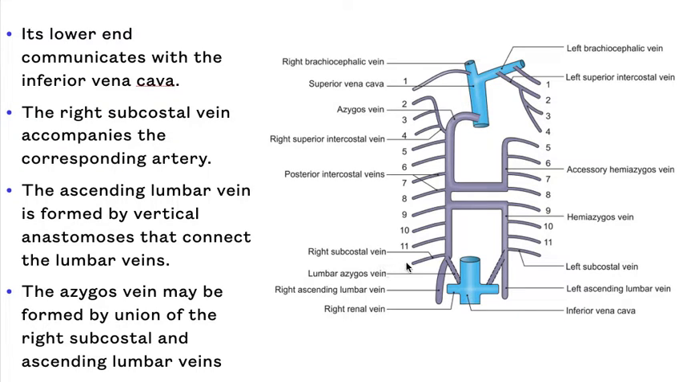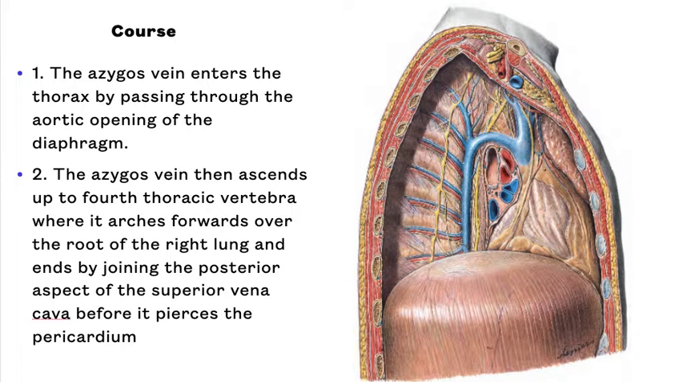The right subcostal vein accompanies the corresponding artery. The ascending lumbar vein is formed by the vertical anastomosis that connects the lumbar veins. The azygos vein may be formed by the union of the right subcostal and the ascending lumbar veins.